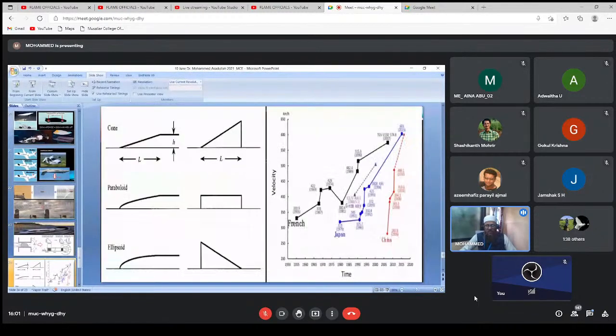If we see the trains now, in the present scenario, we can see velocity and time. We can see the Japanese and French started; actually it should be here. The Japanese started in the 60s, but the train was below 250, so that's why it has not been shown here. So let's see for high speeds.